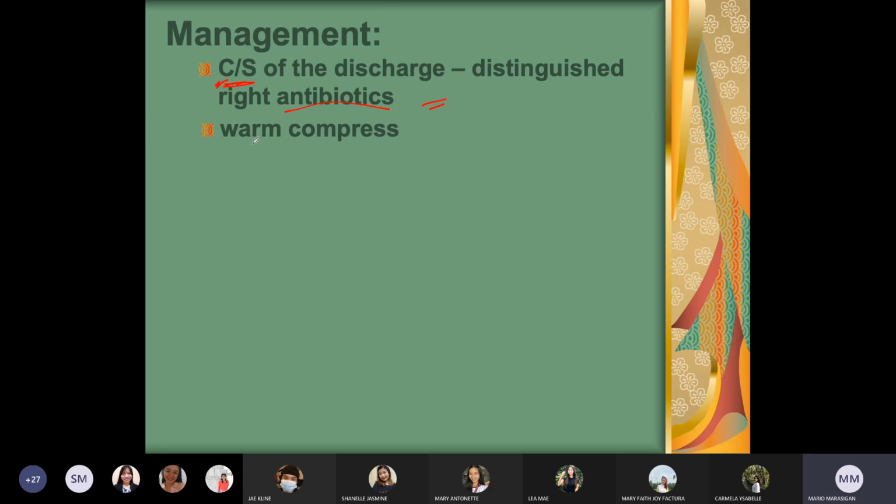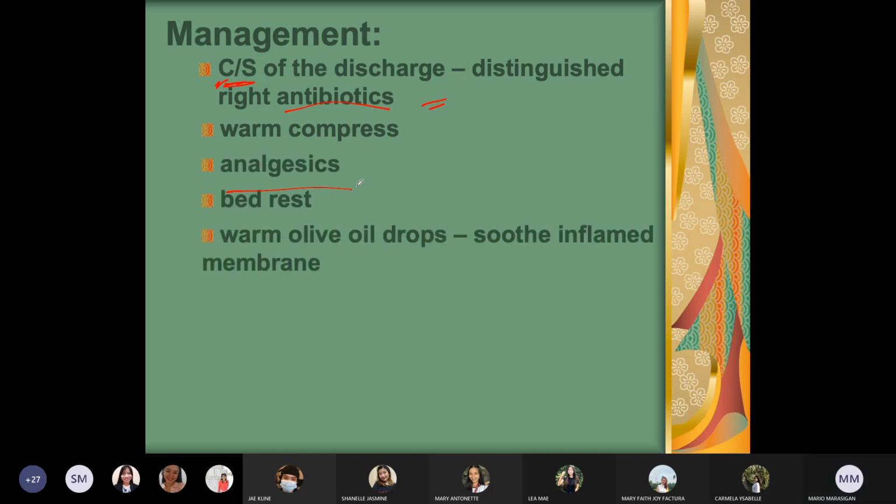You can apply a warm compress to relieve the pain somehow, and it can also liquefy the secretion, which is sticky. So a warm compress can give much comfort to the patient. For pain, of course, analgesics. Warm olive oil drops also soothe and help reduce inflammation of the tympanic membrane.